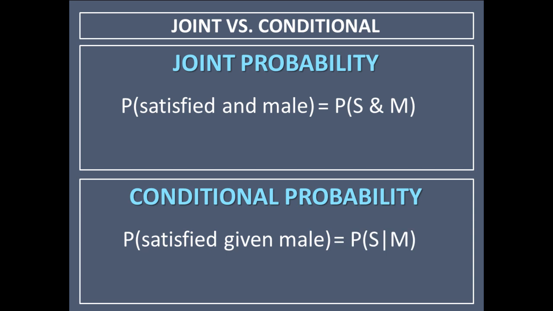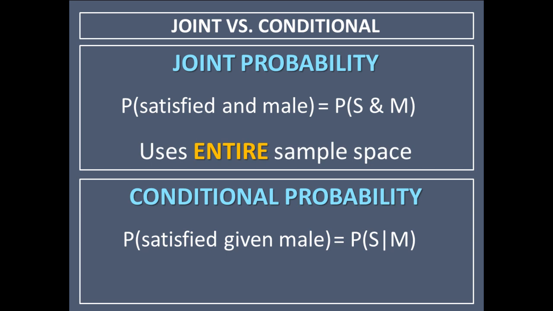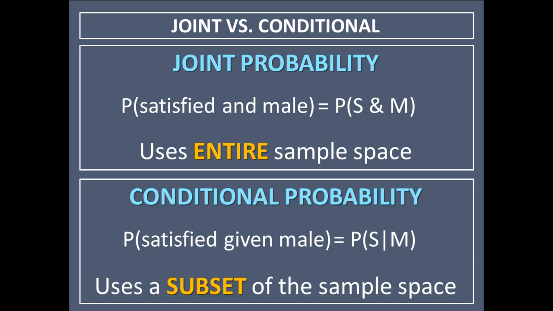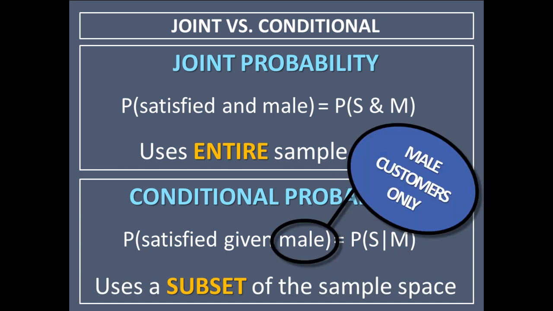And the big difference between these two things is that when we're talking about a joint probability, we're looking at that probability compared to the entire sample space. With a conditional probability, we have limited that sample space to, in this case, we're only looking at the male customers.